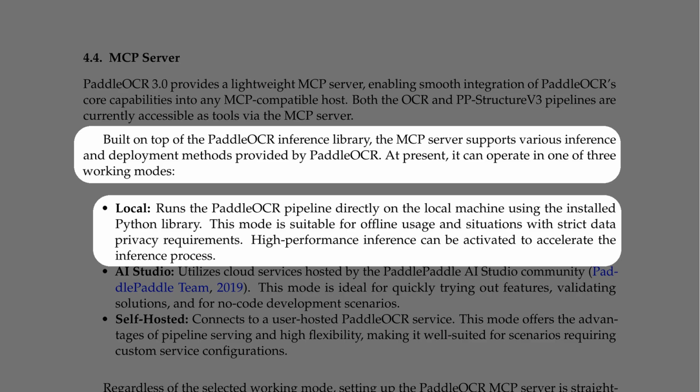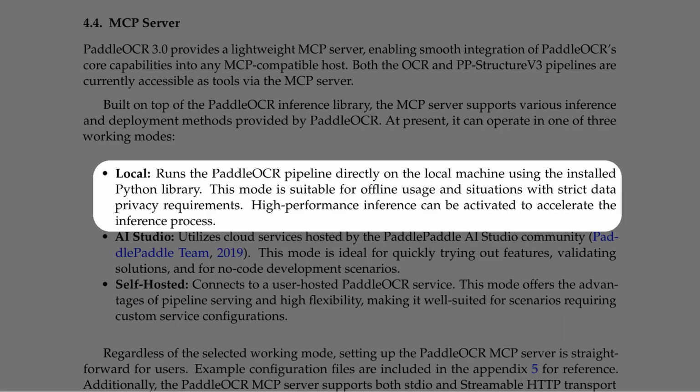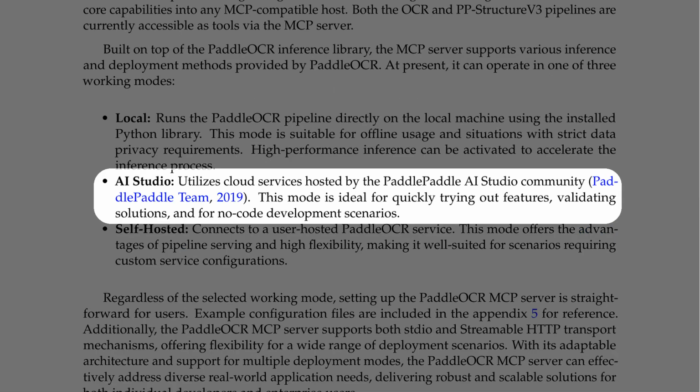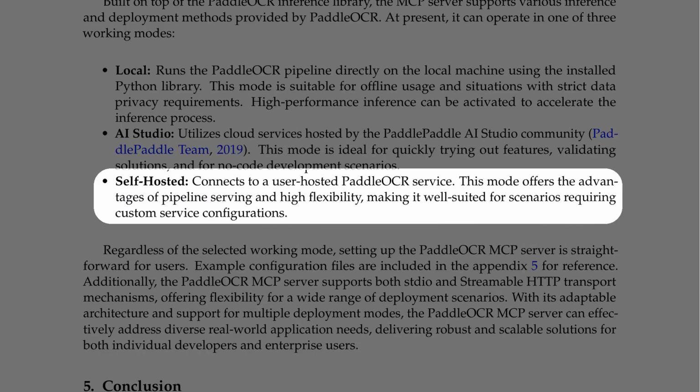Local runs the PaddleOCR pipeline directly on the local machine using the installed Python library. This mode is suitable for offline usage in situations with strict data privacy requirements. High-performance inference can be activated to accelerate the inference process. AI Studio utilizes cloud services hosted by the Paddle AI Studio community. This mode is ideal for quickly trying out features, validating solutions, and for no-code development scenarios. Self-hosted connects to a user-hosted PaddleOCR service. This mode offers the advantages of pipeline serving and high flexibility, making it well-suited for scenarios requiring custom service configurations.